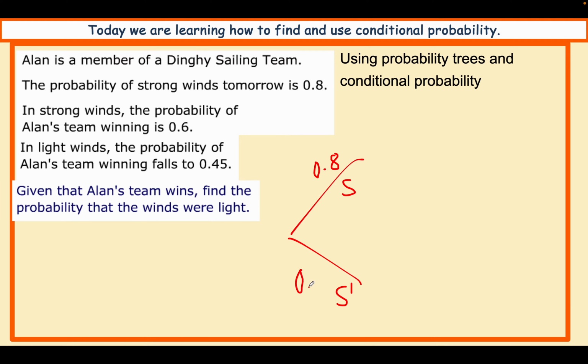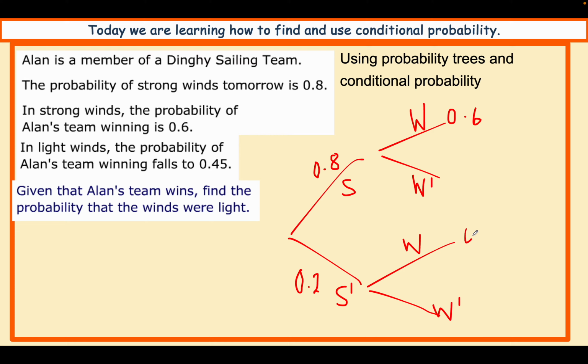And then it says in strong winds, the probability of Alan's team winning is 0.6. So then we've also got winning and not winning, and it says 0.6. And then obviously in lighter winds, so this not strong wind, the probability of Alan's team winning falls to 0.45. So we've got the same branch repeated here, but with different values. So this is going to be 0.45. And obviously every pair in the branches must add up to 1. So we have 0.6, 0.4, 0.45, 0.55.